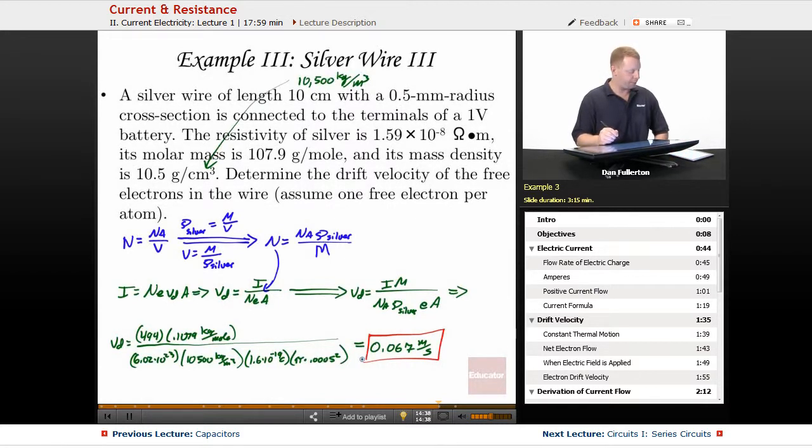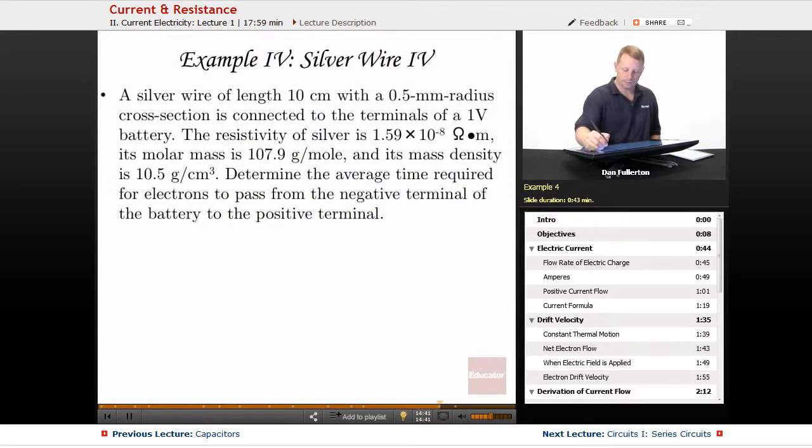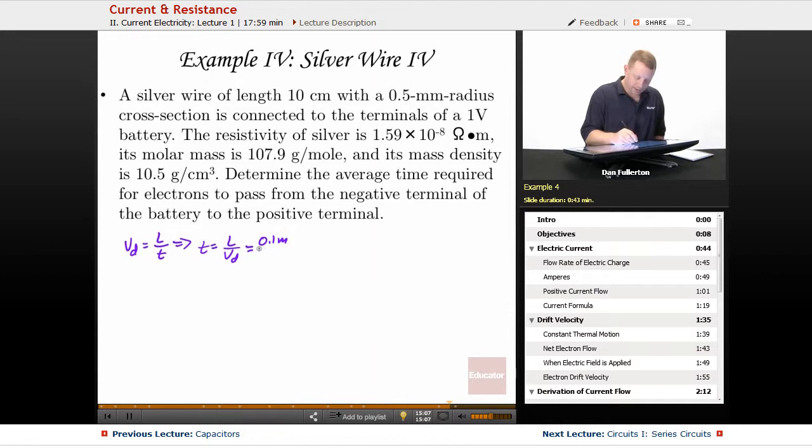All right, let's go one step further here with the silver wire. Determine the average time required for electrons to pass from the negative terminal of the battery to the positive terminal. Well, we found the drift velocity, and velocity is distance divided by time. So then time is going to be distance divided by drift velocity. And if we have to cross 0.1 meter, and our velocity is 0.067 meters per second, that means it's going to take right about 1.49 seconds for those electrons to travel that distance.